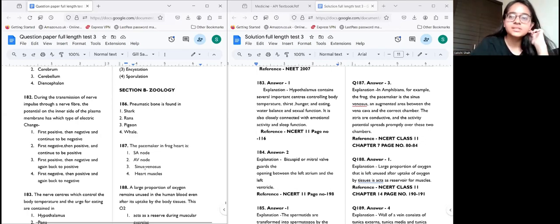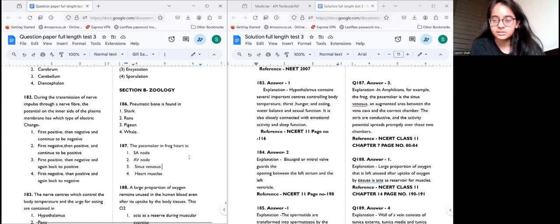Okay, so moving on to question number 187. The pacemaker in frog heart is, the answer is option number 3, which is sinus venosus. So in amphibians like frog, the pacemaker is the sinus venosus, which is an area between the vena cava and the correct chamber.